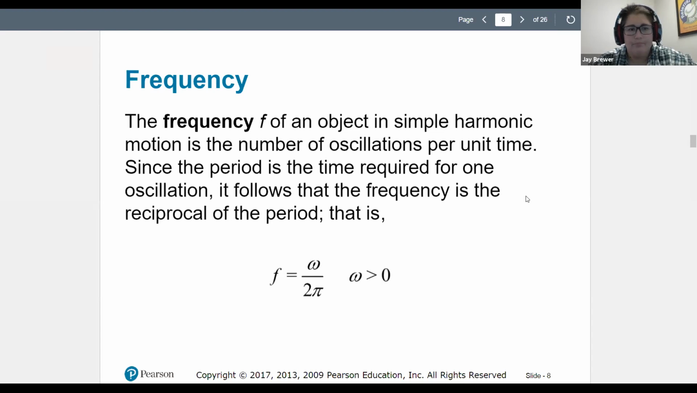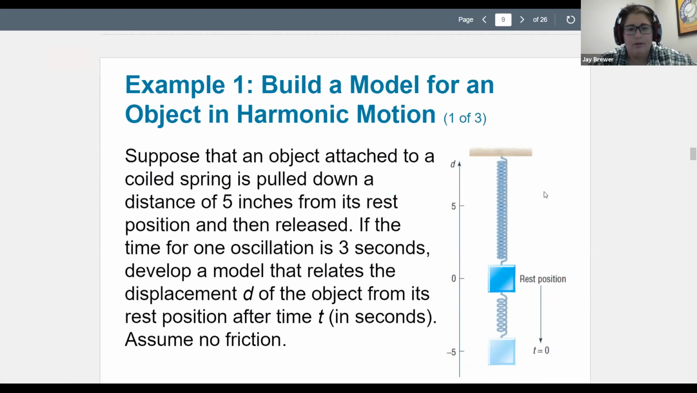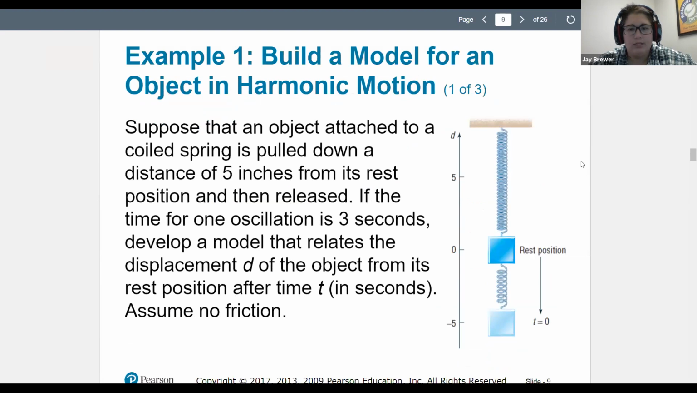Okay. So we are going to move over into the whiteboard, but before we do, I want you guys to go ahead and write everything down on this slide. So example 1, we're going to build a model for an object in harmonic motion. So there's our figure to the right.